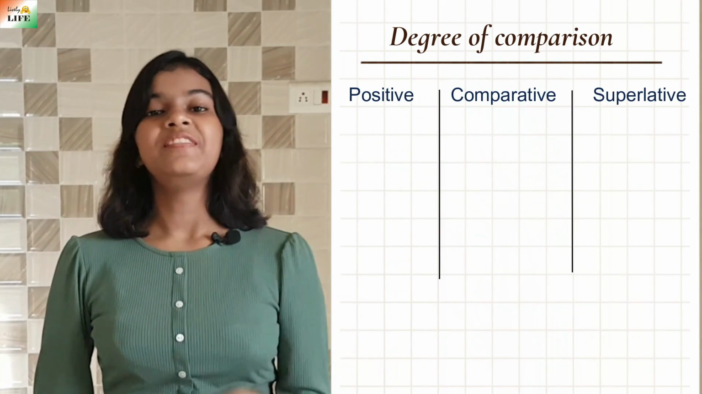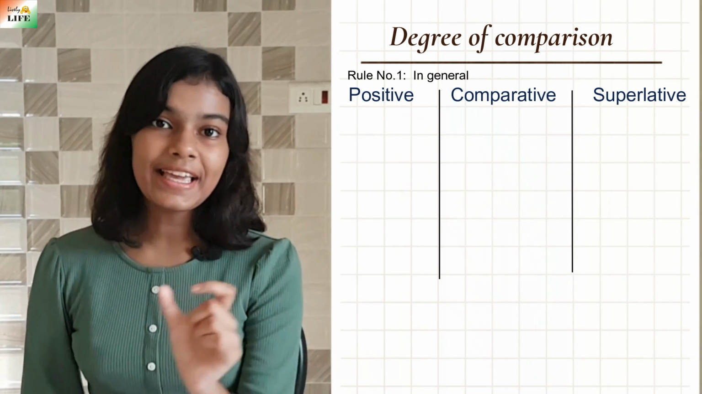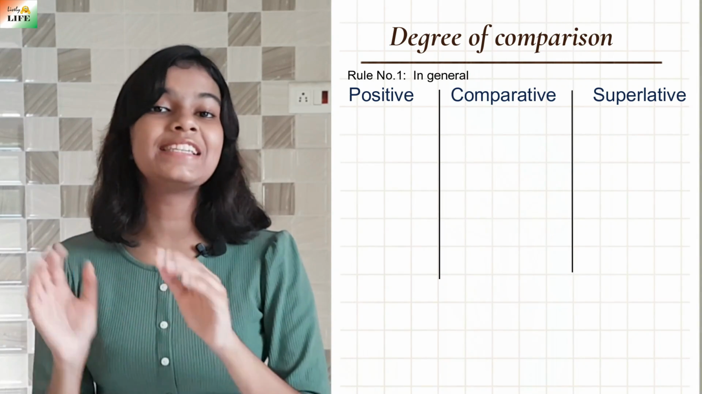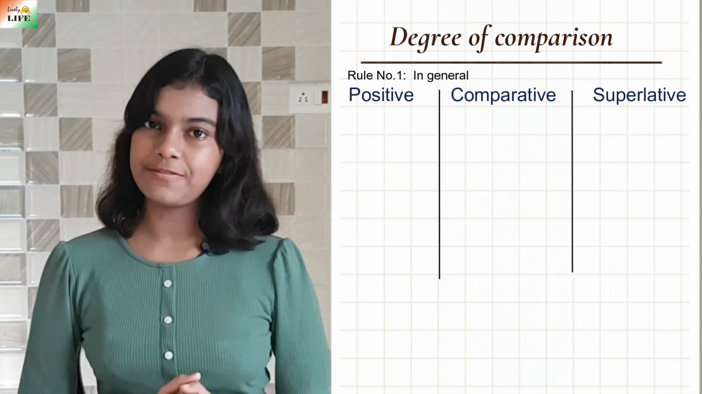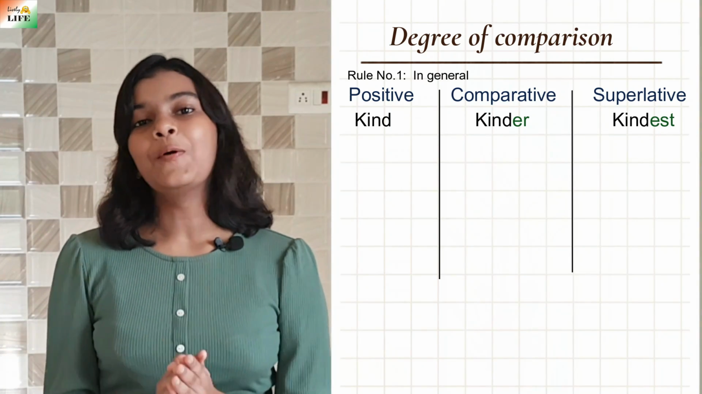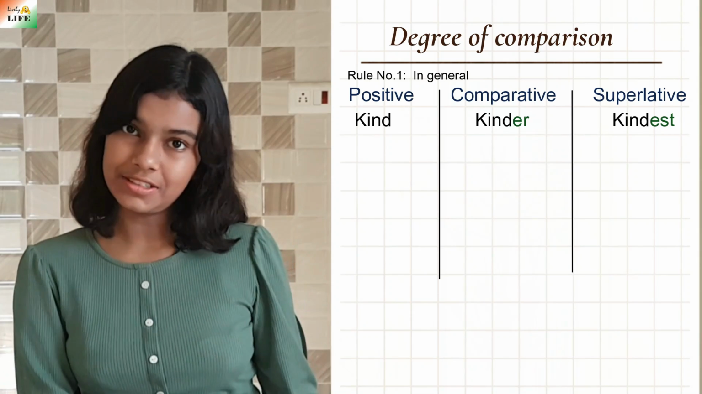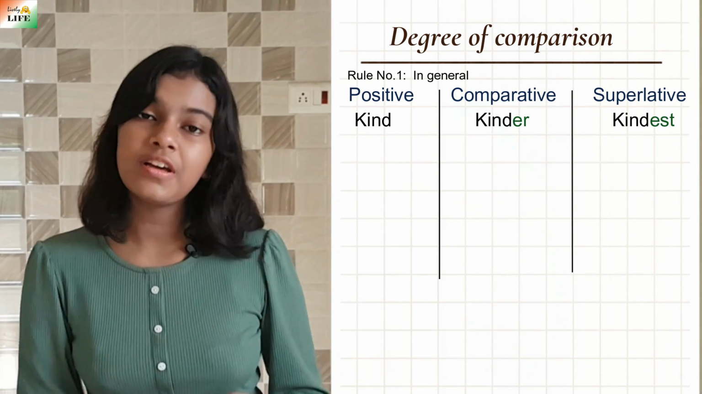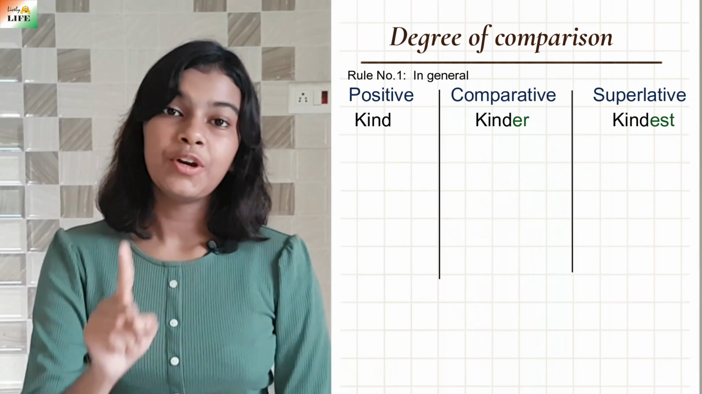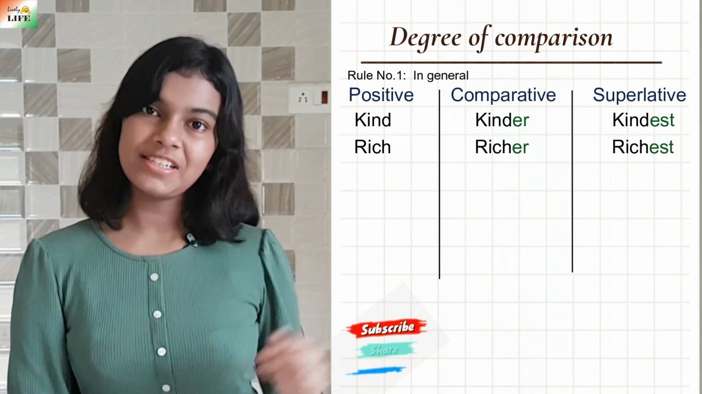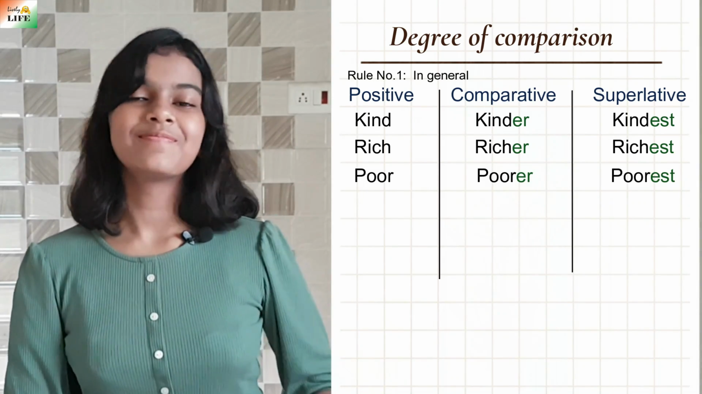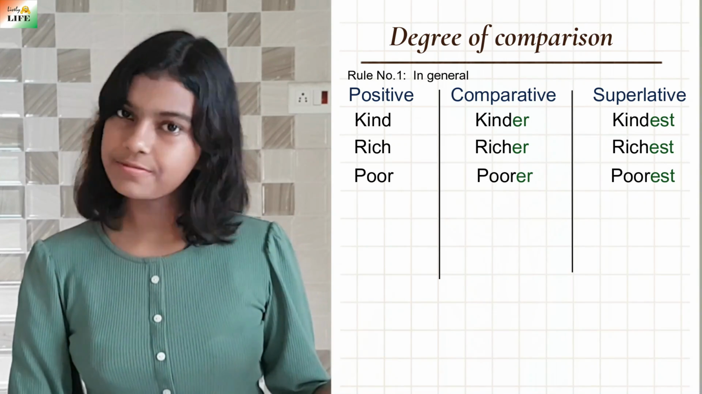Now, in general, the main rule is that we add ER with the positive form of the adjective to make the comparative form. And we add EST to form the superlative form. So let's take the example of kind. Kind, it is an adjective. Now, kind plus ER, kinder. Kinder is the comparative adjective. Kind plus EST, kindest is the superlative adjective. Rich, richer is the comparative, richest is the superlative. Same with poor, poorer, comparative, poorest, superlative.